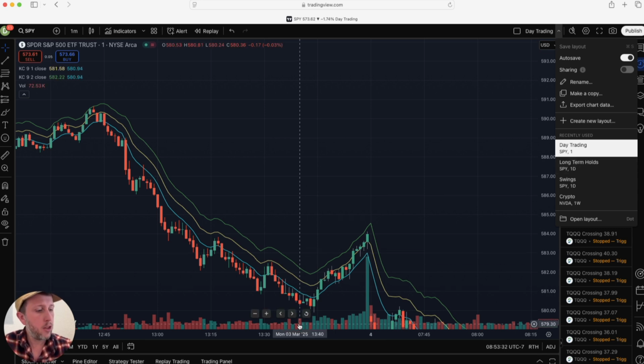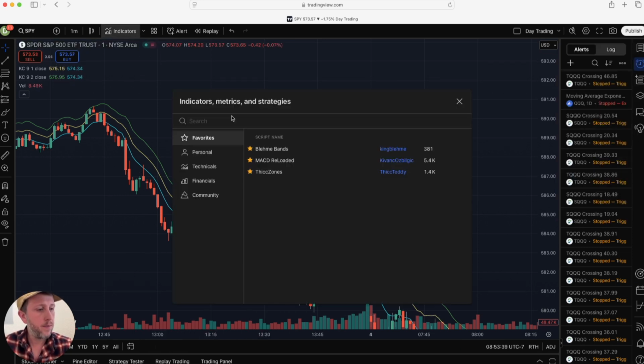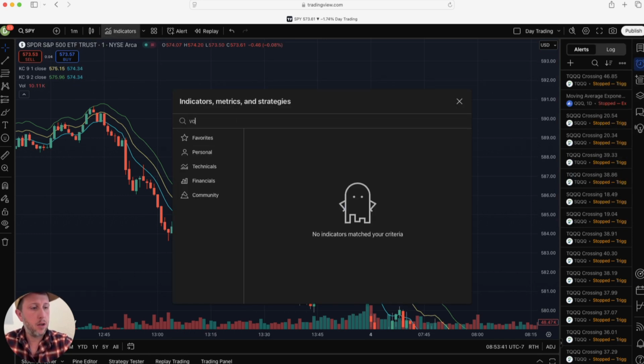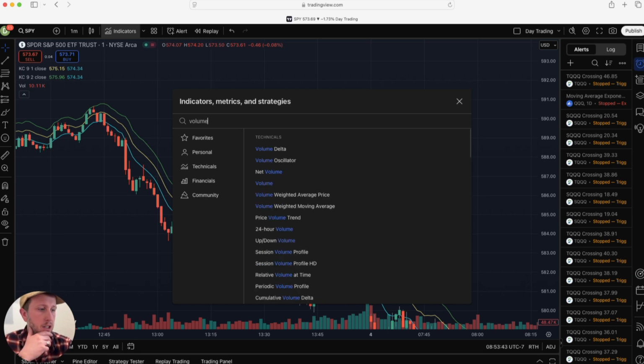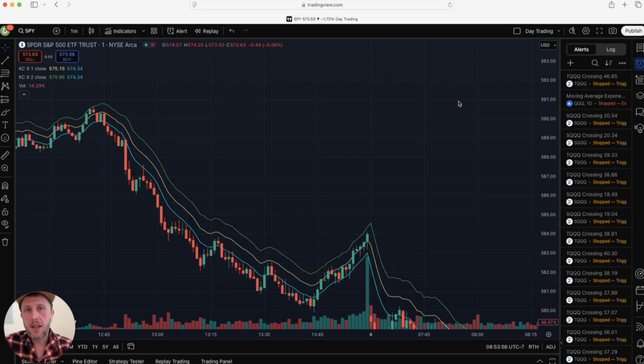Now, here's another pro tip for you, okay? So down here on the bottom of my screen, I have the volume indicator set. The way that you find this indicator is you just click on indicators and you type in volume. This is the way that you find any of the indicators that I talk about today, and you can click on it and it will be added to your chart. And here's the thing about the volume indicator. The volume indicator is a free indicator that doesn't count against your 2 indicator limit.